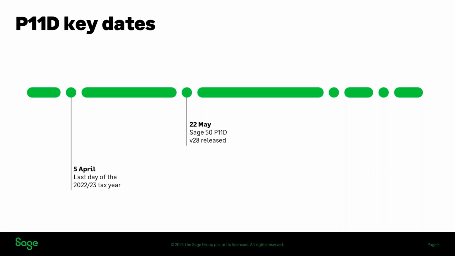We've then got a few weeks until our next deadlines. So the 6th of July is the main deadline. This is the date by which you must have submitted your P11D and P11DB forms to HMRC. And remember, that must be done online. And also to provide the P11D to your employees.